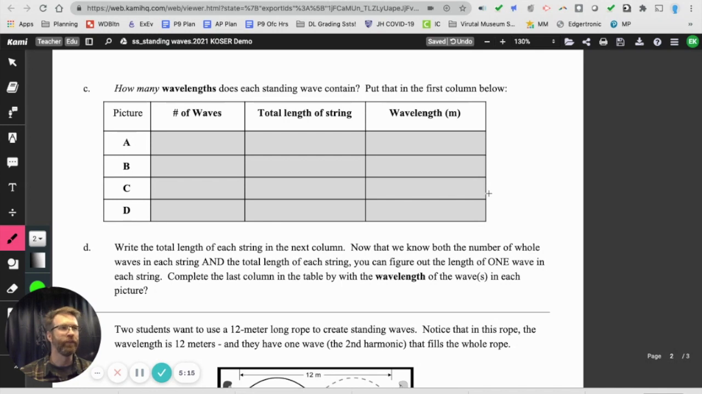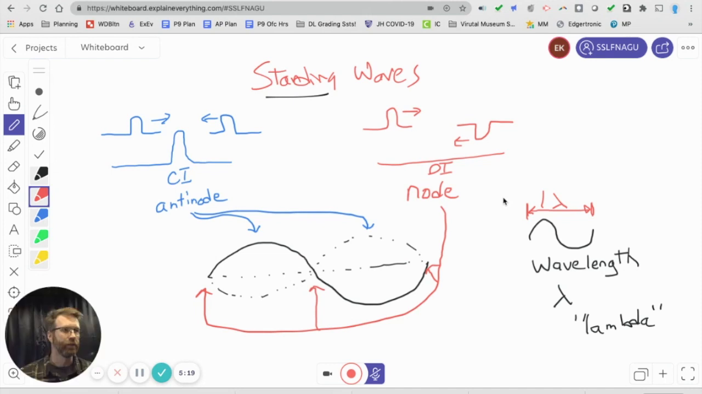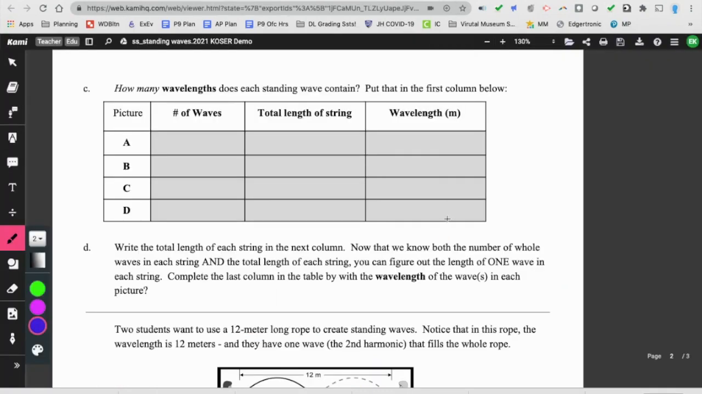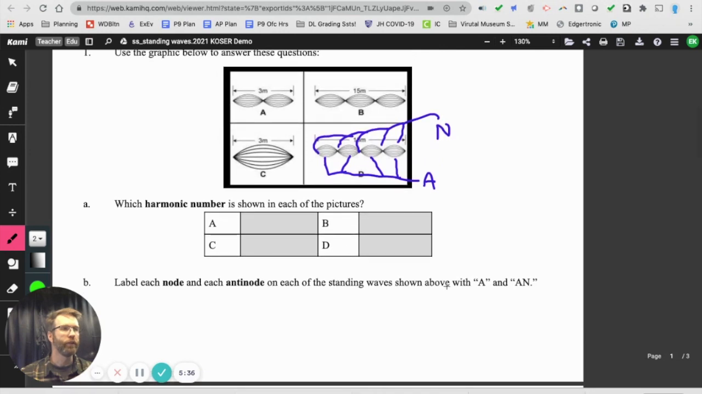Now, in the second section, I want you to start to think a little bit about how many waves are contained in each picture. If we back up a minute and we take a look at our picture over here, you'll recognize again that one wavelength has both a crest and a trough, or an up and a down, or another way to think of it is two antinodes. Two bumps are required to make one wave. So if we look at each of these pictures, the question here is how many waves are represented in each picture. Let's look at picture B. That's a little bit of a tricky one.